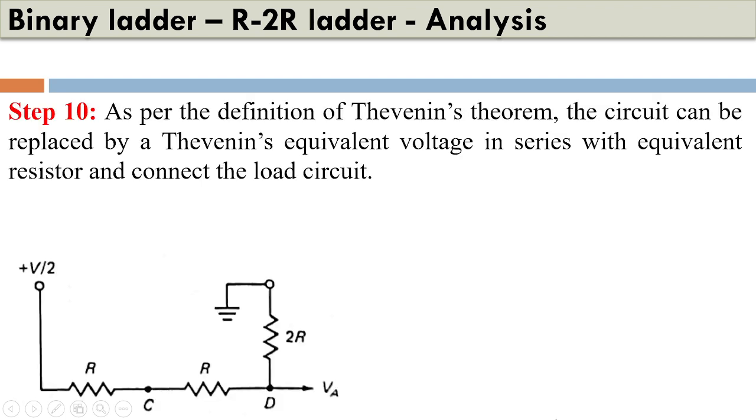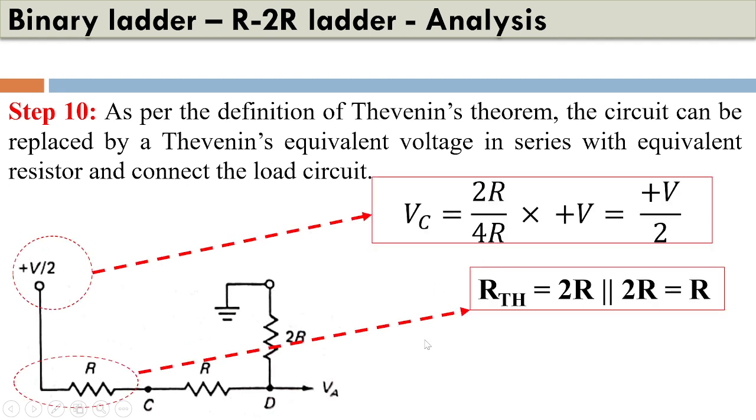Now we will draw the Thevenin's equivalent circuit, which consists of the source which we have already computed as V by 2 in series with resistance R. This is the Thevenin's equivalent resistance we have already seen in the previous slides, and we will now attach the load part of the circuit with this particular circuit. Now we will try to compute VA. So how can we compute that?